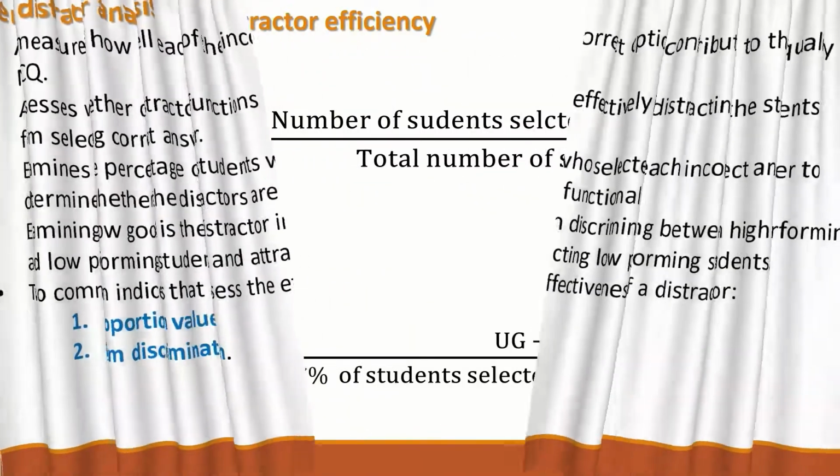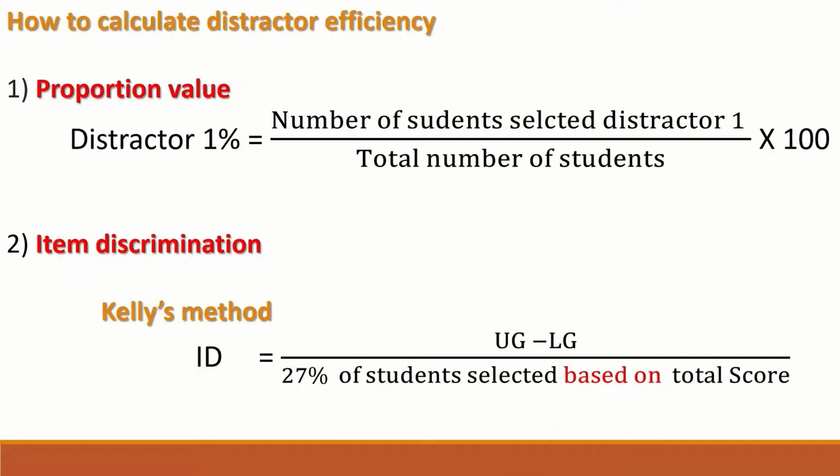So how do we calculate the distractor efficiency? Using two possible tests. The first one is the proportion value, in which the distractor percentage is calculated by counting the number of students who selected distractor 1, divided by the total number of students, multiplied by 100. The second calculation or test is the item discrimination following Kelly's method.